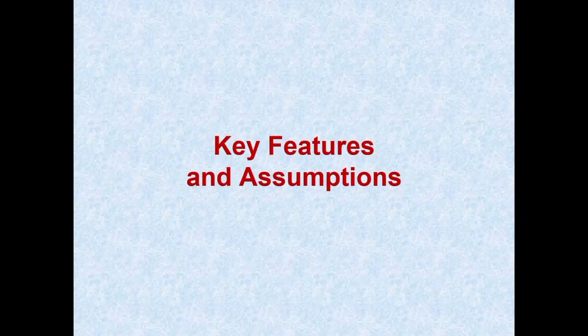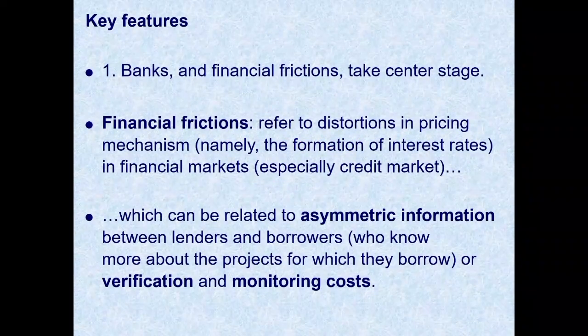So let me start by just summarizing what we've done last time. We started with the key features and assumptions of the model. One is the importance of banks. I just mentioned that. Banks play a critical role in financial intermediation, essentially intermediating savings by households and borrowing by firms. And one key aspect of banking is the existence of financial frictions. Financial frictions means essentially that the price mechanism does not operate as in a standard market where supply and demand are equilibrated.